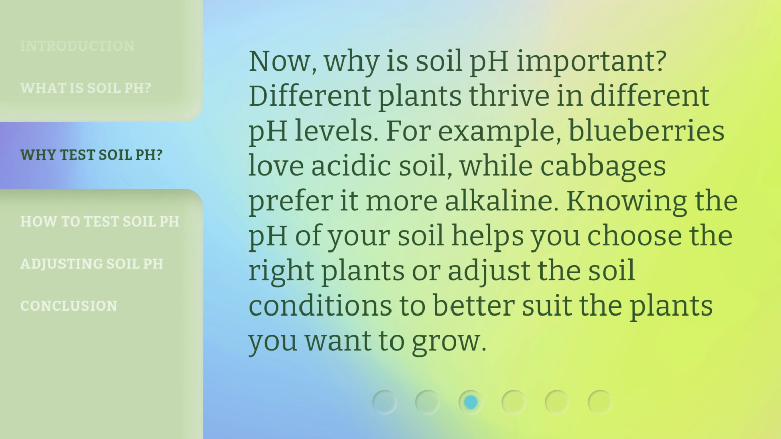Now, why is soil pH important? Different plants thrive in different pH levels. For example, blueberries love acidic soil, while cabbages prefer it more alkaline. Knowing the pH of your soil helps you choose the right plants or adjust the soil conditions to better suit the plants you want to grow.